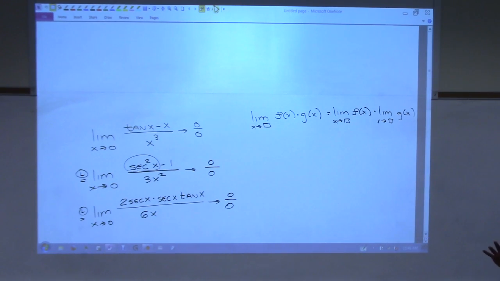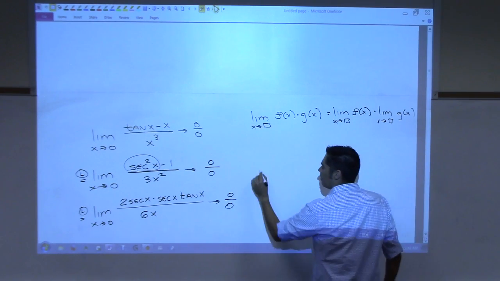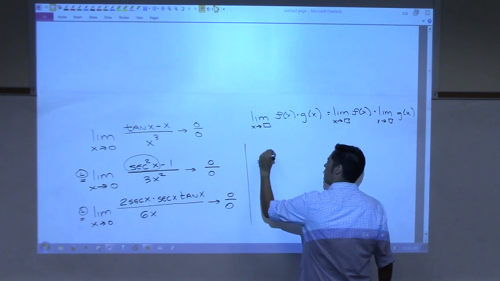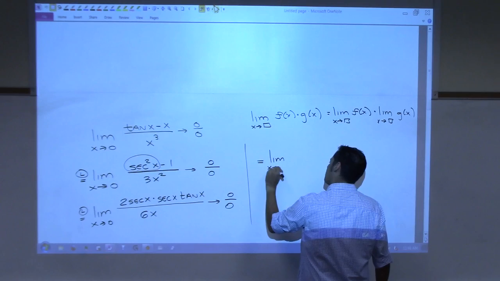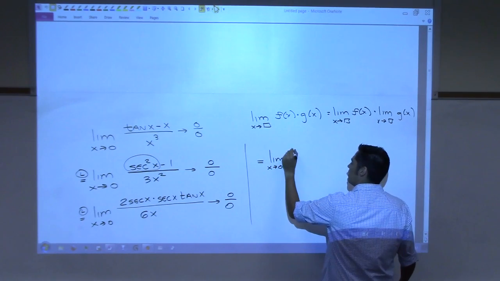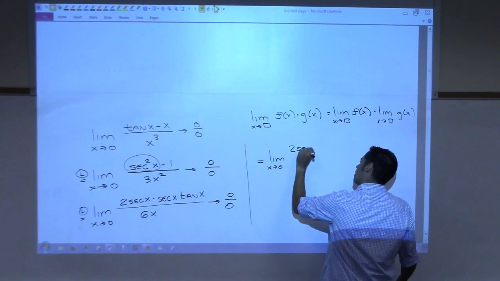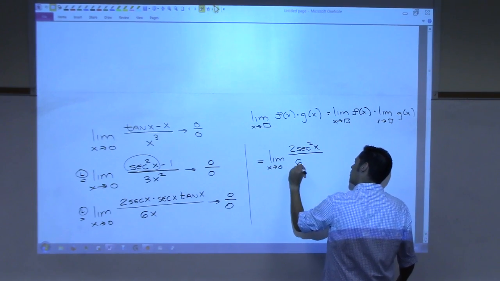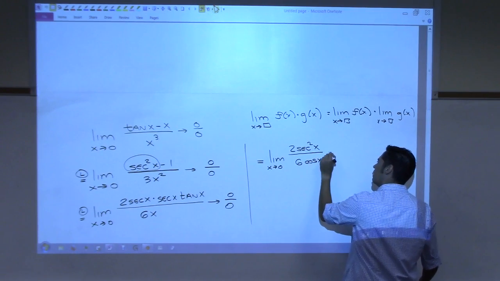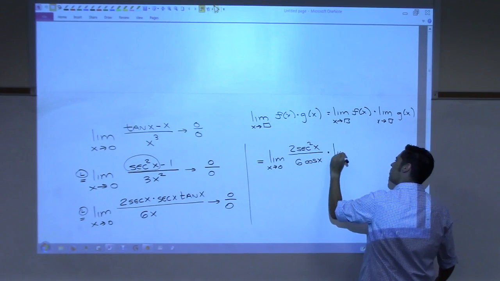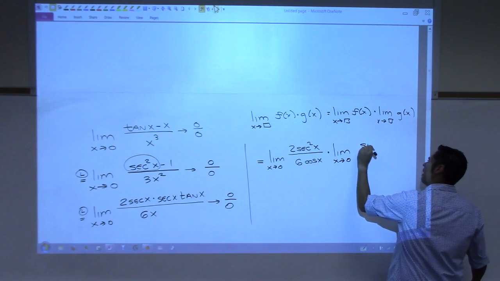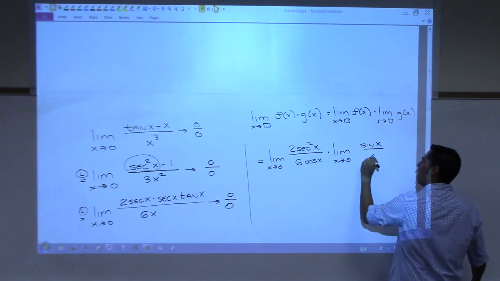If I have two things being multiplied and I tell you to take the derivative, you have to use the product rule, right? You can't just take the derivative of each one. Derivative of f times g is f prime g plus g prime f. But when you're taking a limit of a product, it's equal to the product of the limits. You're allowed to split it. Now, why that's so important is because of what I'm about to write on the next step. I'm not doing L'Hopital, okay? I'm just going to say that limit right there is equal to the limit as x approaches 0. Let's see if you can tell what I do here. 2 secant squared x over 6 cosine x times the limit as x approaches 0 of sine x over x.